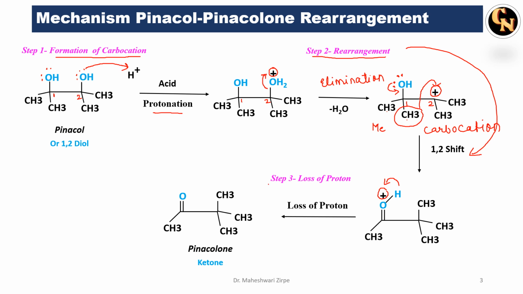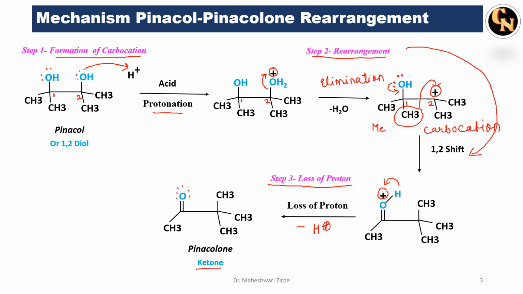So the third step is loss of proton. Here you can write minus H plus. There is removal of a proton. Now when the proton is lost, it has given its electron pair to the oxygen, and that's the reason oxygen will again get its lone pair. This way we have prepared a pinacolone, that is a ketone.